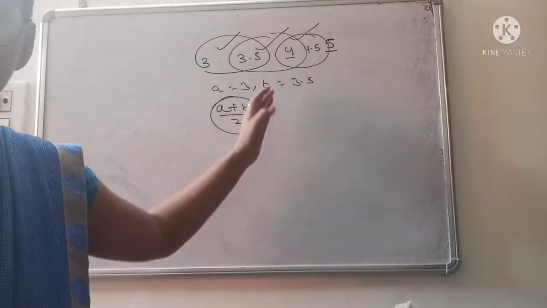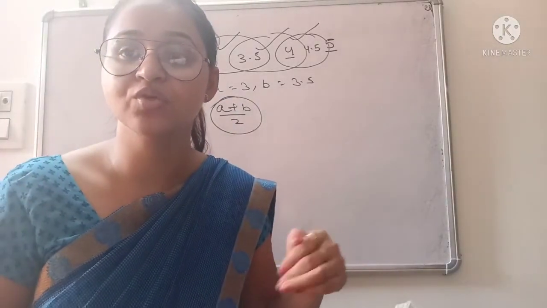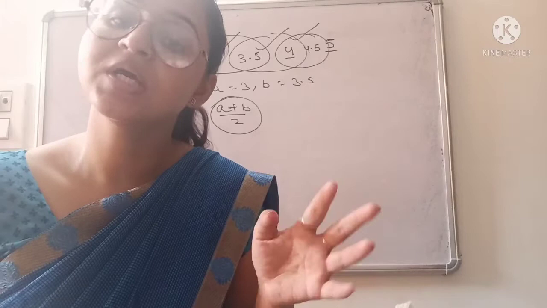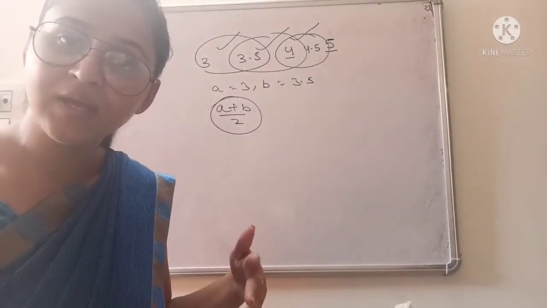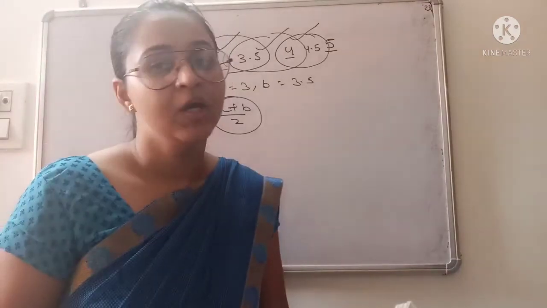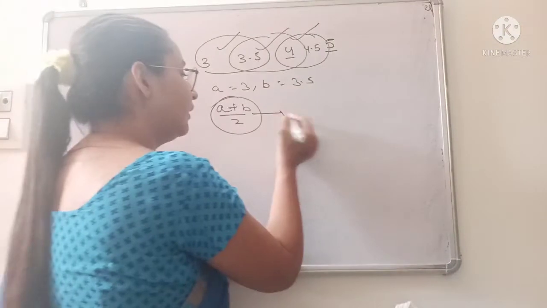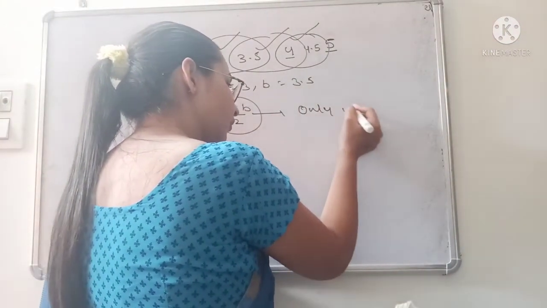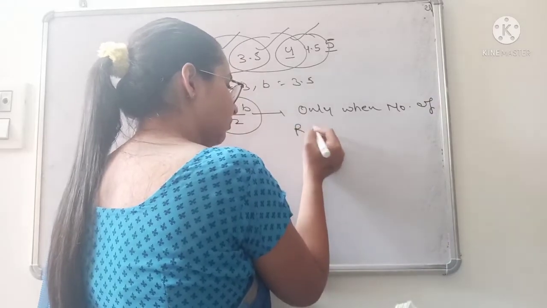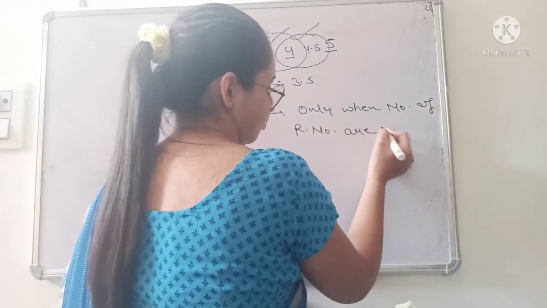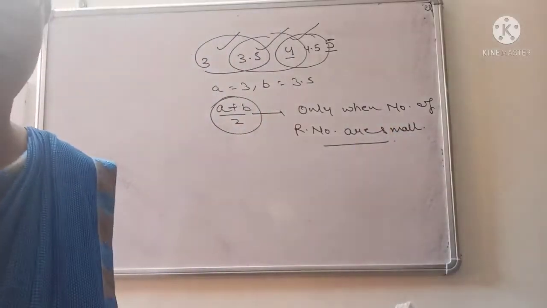If I have to ask to find 10 rational numbers, or 15 rational numbers, or I say find 50 rational numbers, then what will I do? Will I just put (a plus b) upon 2 again and again? No, there is another method. This method is applicable only when the number of rational numbers to find is small. Then we can apply this method.